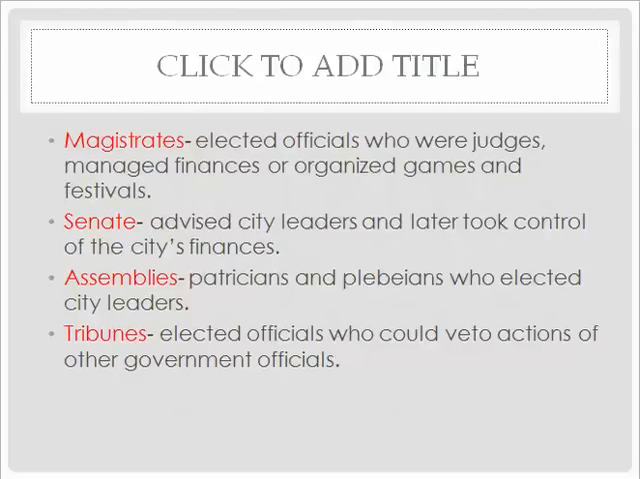So there's a few terms I want you to know. Magistrates were elected officials who were judges, managed finances, and organized games and festivals. You have the Senate, who advised city leaders and took control of the city's finances. You have assemblies, where patricians and plebeians elected city leaders. And then you have tribunes, elected officials who could veto actions of other government officials. So good to know.